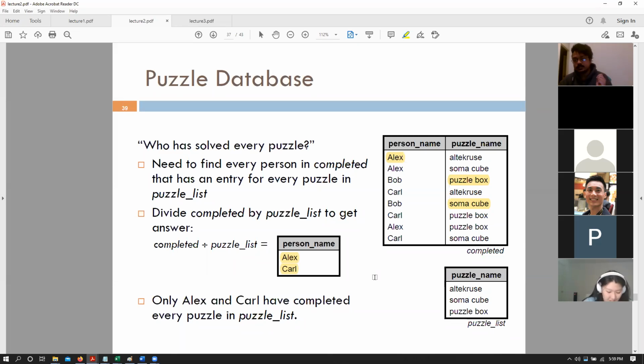So note, yes. The person's name, it won't display the Bob who didn't finish all the puzzles, right? Exactly, exactly. Okay, thanks. Yes.